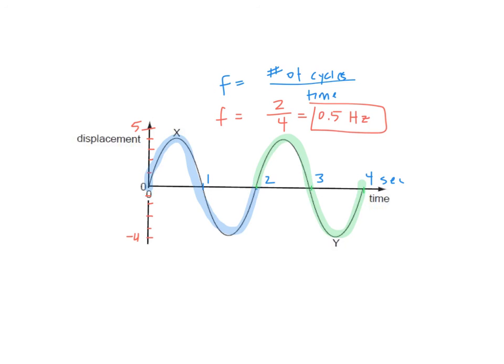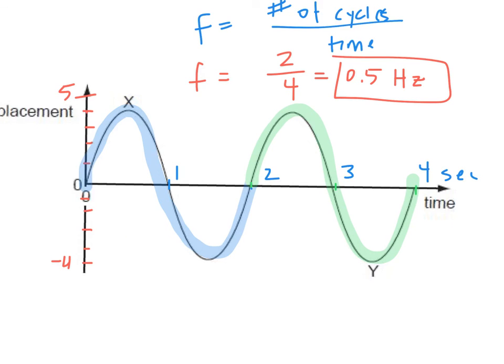So in other words, there are half of a wave being passed every single second. Okay, so after 1 second, this is half of a wave. And from 1 to 2 seconds, this is half of a wave. Half of a wave passes every single second, which gives me 0.5 hertz as the frequency of this wave.